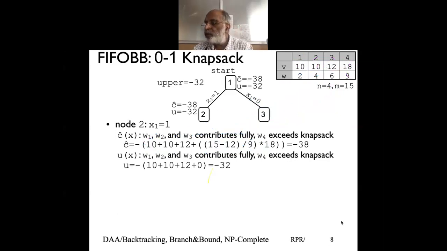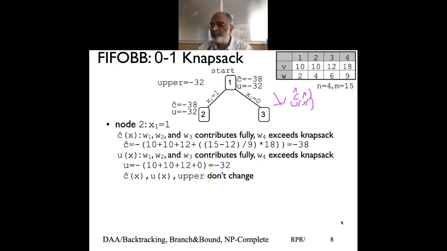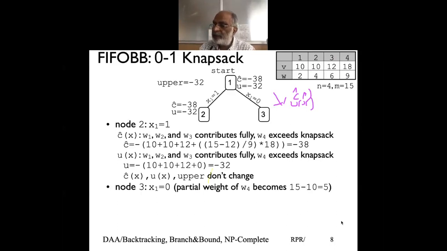Now when I exclude this, can you tell me what is the item value? What would C hat X and UX for this be? Can you quickly spend 2 minutes and tell me for node 3, what would my CX, C hat X be, and what would my upper limit be? Spend 2 minutes and compute quickly.